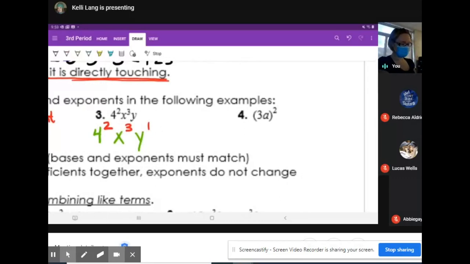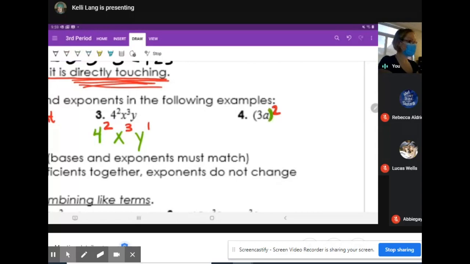Okay, in the fourth example, this one's a bit tricky too. Obviously, we have an exponent. And our rule is that exponents affect whatever they are directly touching. What is this exponent directly touching? It's not the a, it's the parenthesis. That exponent is directly touching this parenthesis.